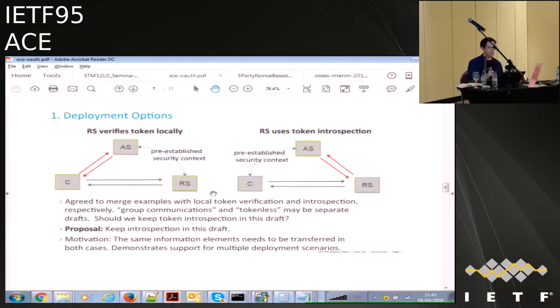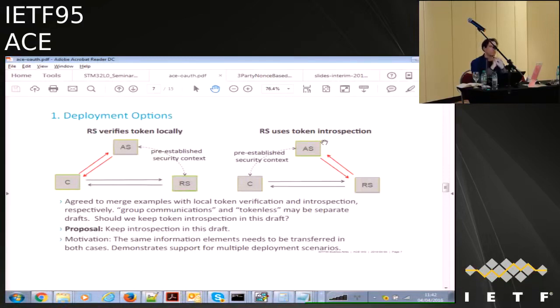Let me rephrase. So the question is actually two questions. I would like to hear who is interested in the model where the resource server contacts the authorization server at the time of resource access using token introspection. Jim: It makes no sense to me. I keep trying to figure out what the use case is for doing the introspection side.